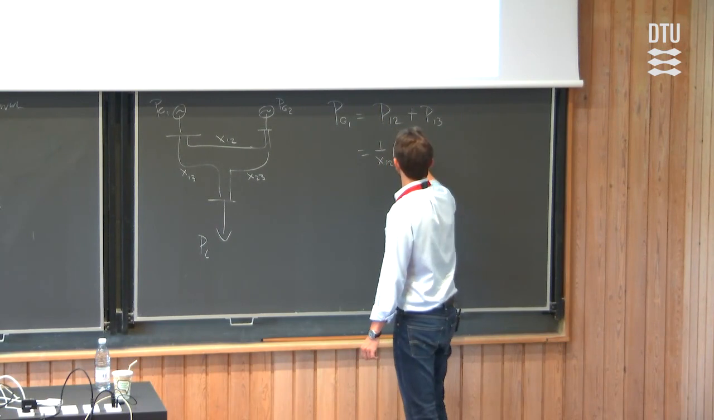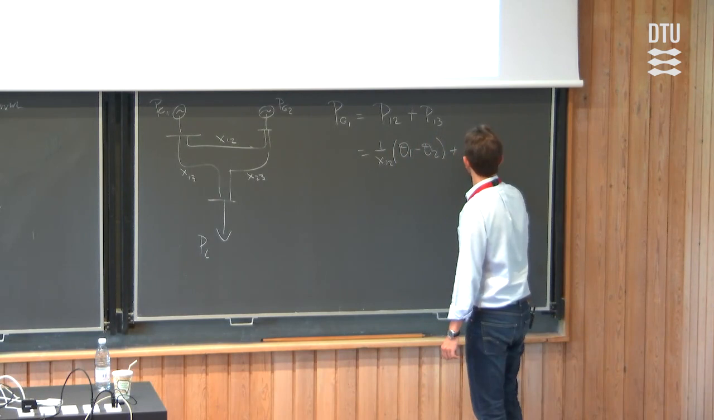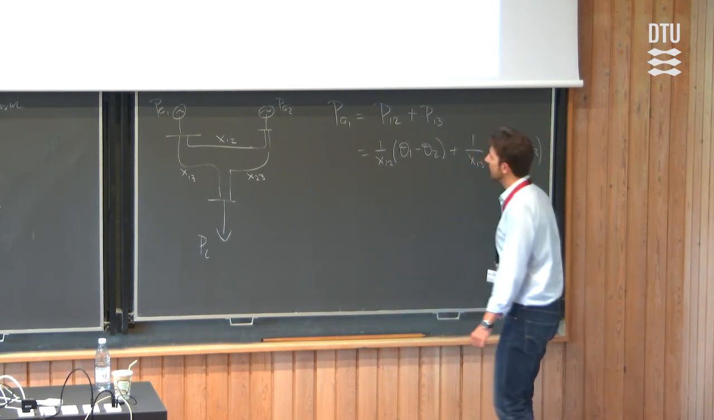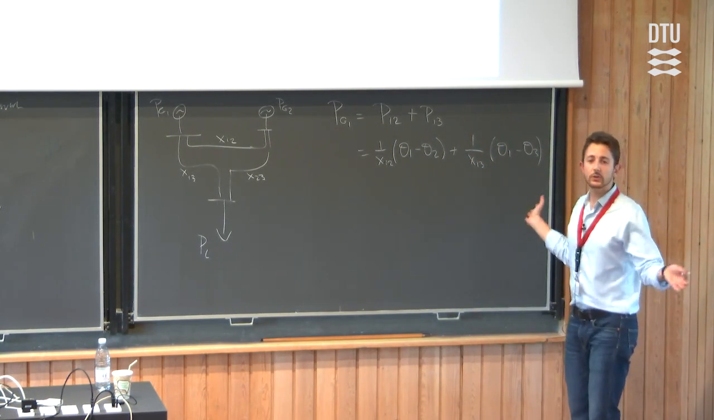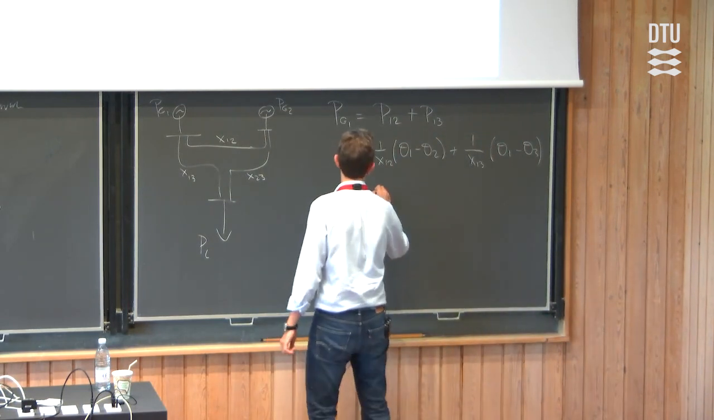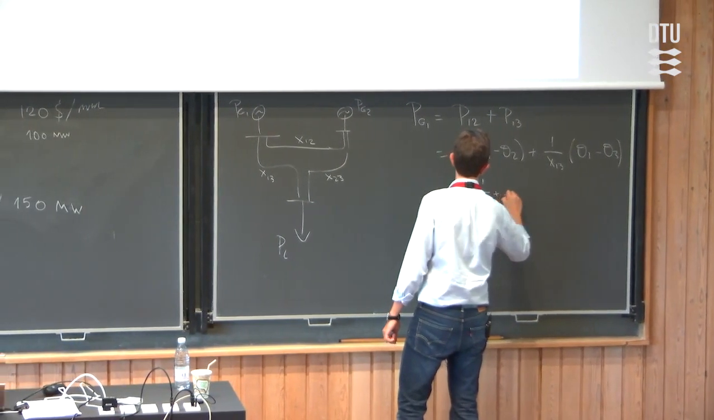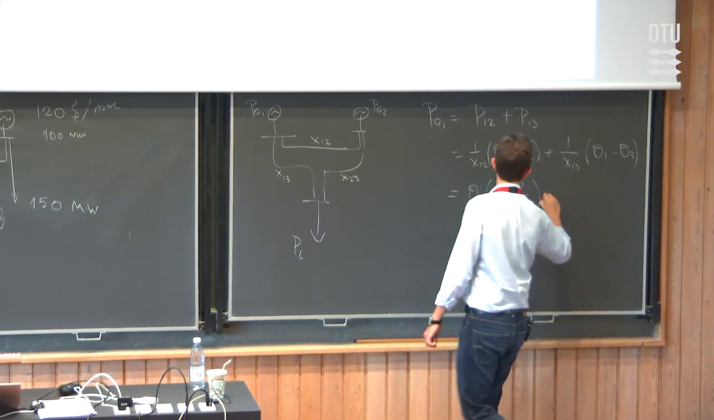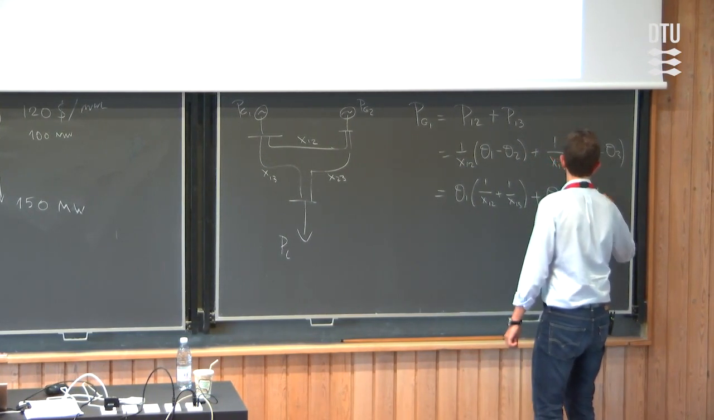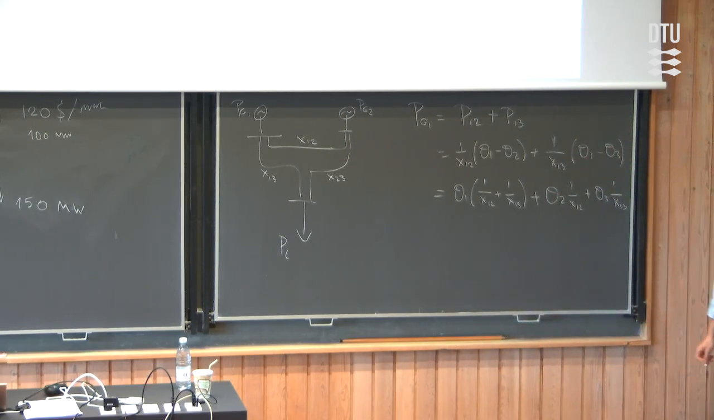So 1 over X12, theta 1 minus theta 2, plus 1 over X13, theta 1 minus theta 3. Now what I want to do is I want to group common variables. So I mean theta 1 times 1 over X12 plus 1 over X13, plus theta 2, 1 over X12 plus theta 3, 1 over X13. Questions?